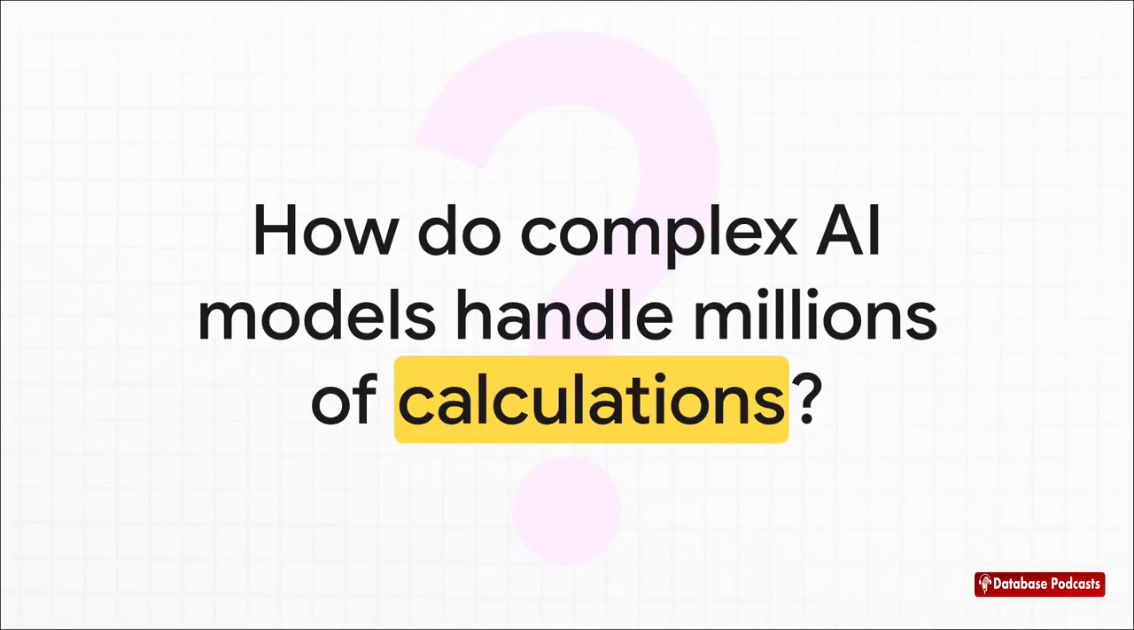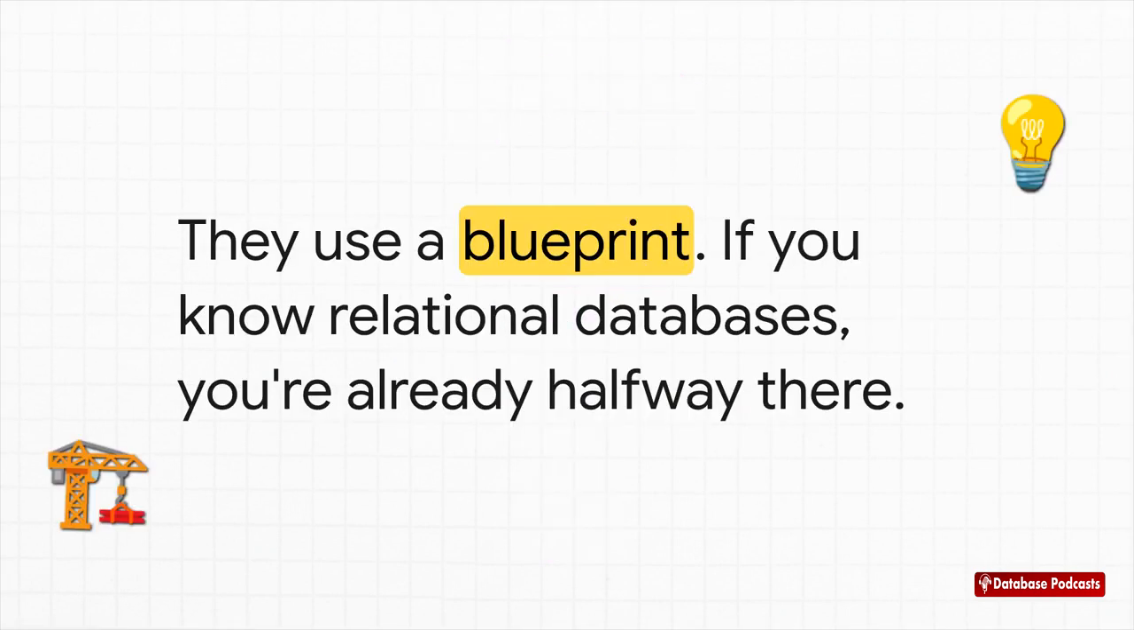So you've got these massive AI models, right? They're basically a crazy web of millions, sometimes billions of calculations all linked together. So the big question is, how on earth do they handle all that complexity without just getting hopelessly tangled up? Well, here's the trick. They use a blueprint. And get this, if you've ever worked with relational databases, you're actually already halfway to understanding this. The logic is going to feel really familiar.